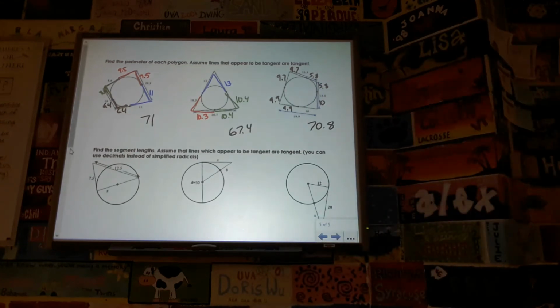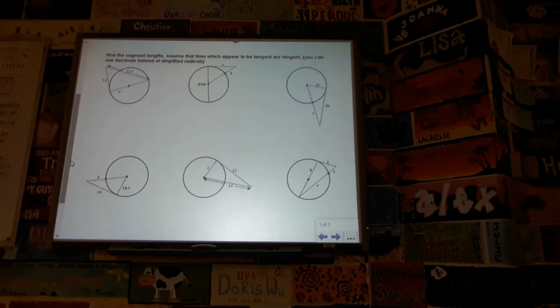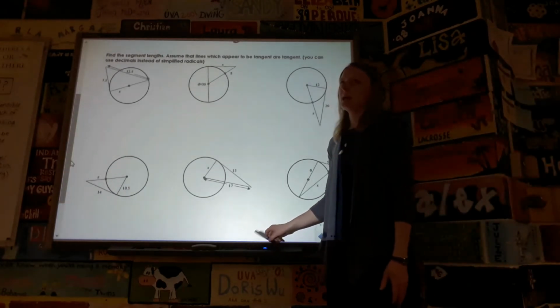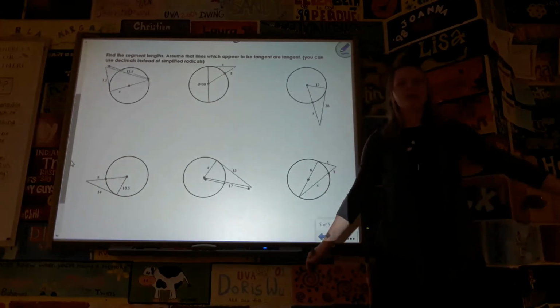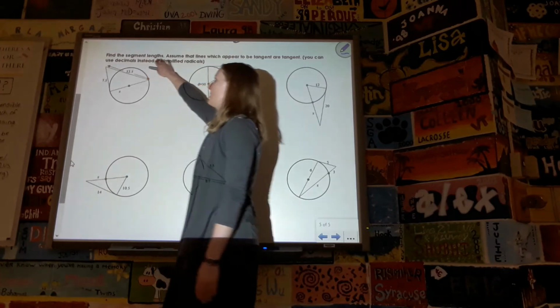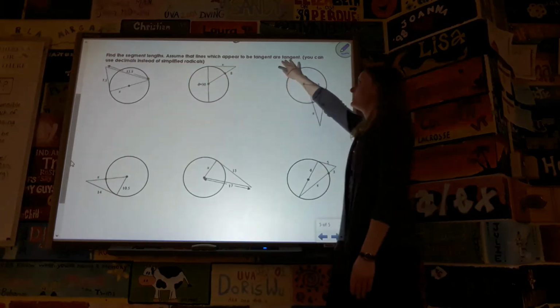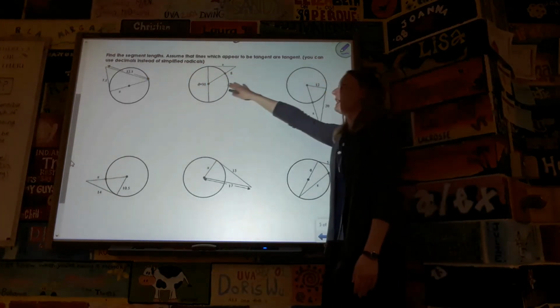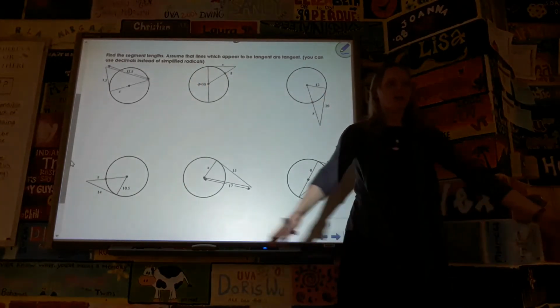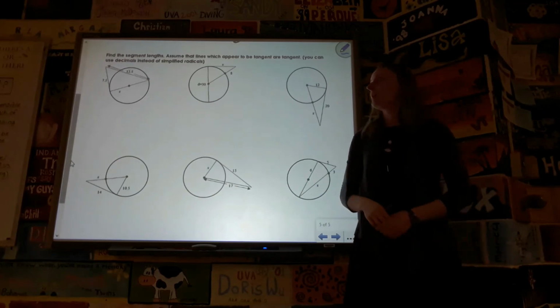Alright. So these last questions that we have here, we're going to be going back to theorem number 1, which said that a radius or a diameter is perpendicular to a tangent at the point of tangency. So again, we're going to be focusing on finding the segment lengths. We're going to assume that lines which appear to be tangents are tangents, and we can use decimals instead of simplified radicals in this problem set. I'm allowing us to use decimals for this one.